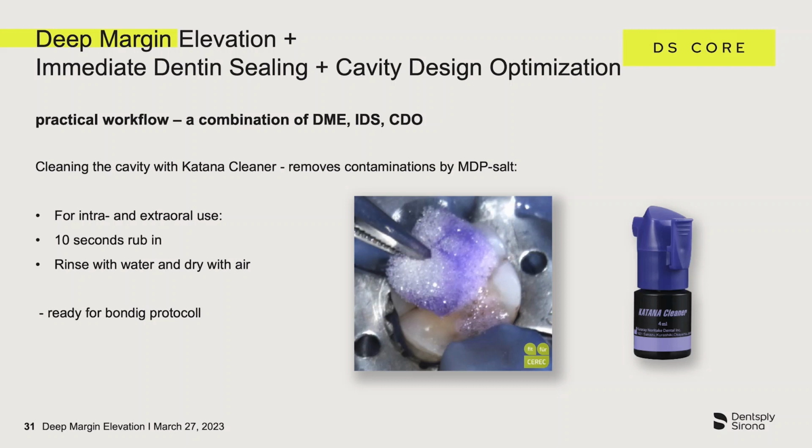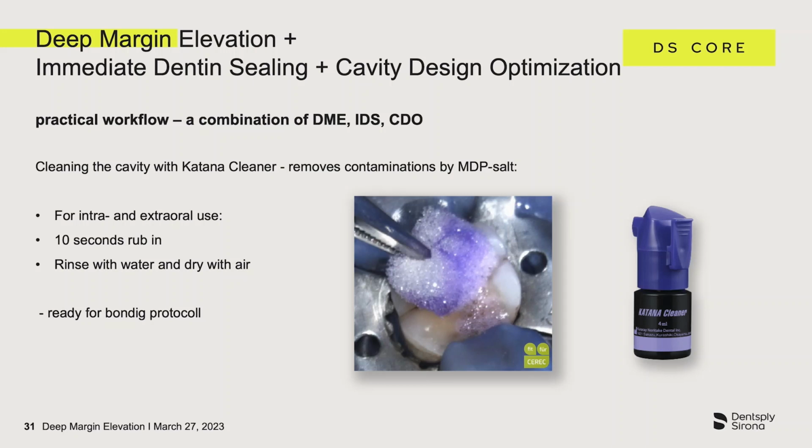When the matrix has been applied sufficiently and the margin sealed, the cavity can be cleaned once again before the next step, that is, before the further bonding protocol. Different procedures are available for this. It can be done classically with pumice powder, but can also be done with Katana Cleaner. Katana Cleaner is approved for intraoral cleaning and contains special MDP salts. The advantage of Katana Cleaner is that saliva proteins, which can jeopardize the adhesive bond to composites, are completely removed by this liquid.